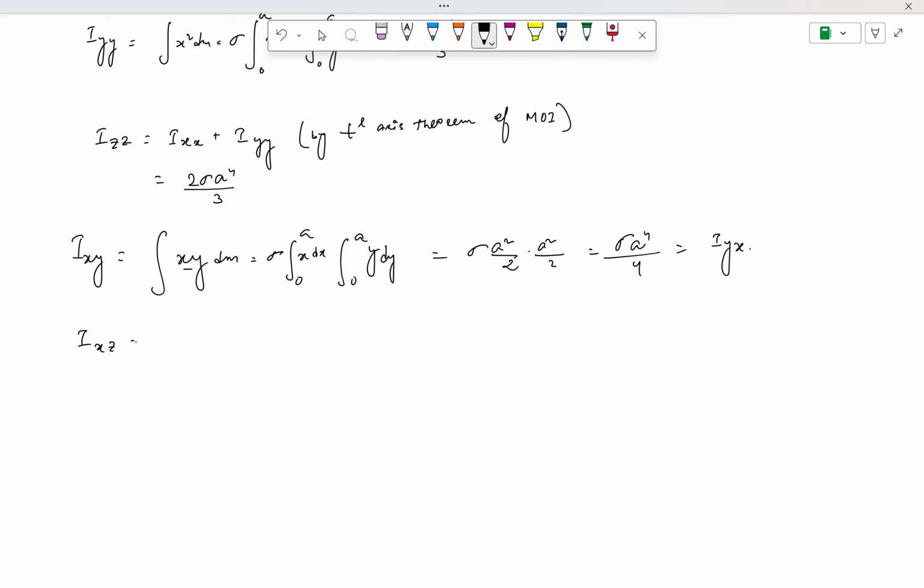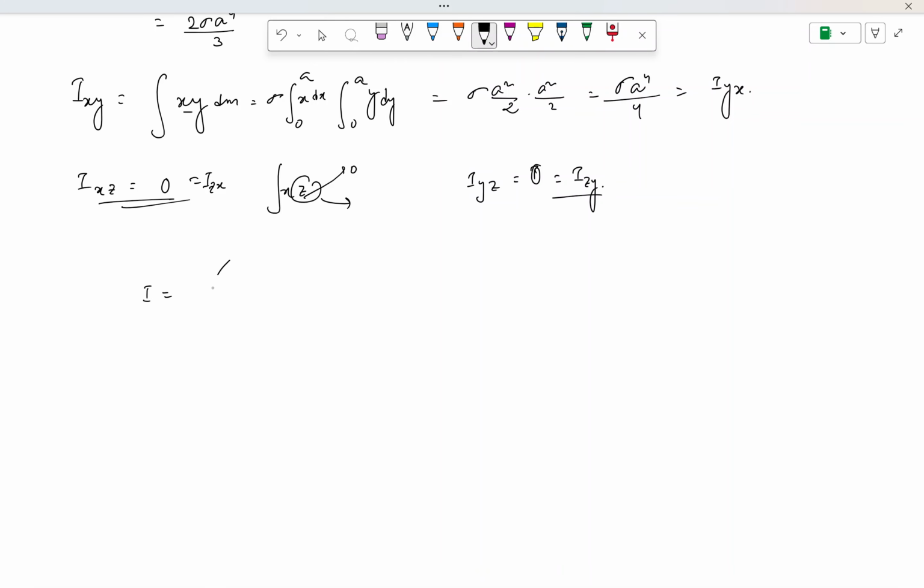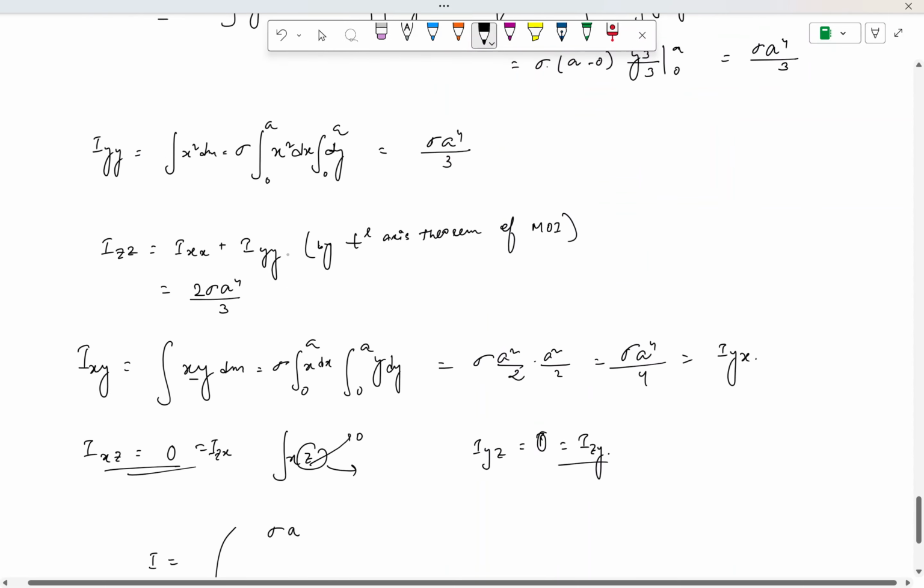Now, Ixz will be 0, because that involves a product of x and z, but in this case the square does not have any z component, so z is already 0. Anything involving the term z will give you the product as 0. This will be the same as Izx. And similarly, Iyz also has a z term, but z is 0 for this plane of the square. So this is also 0, and this is the same as Izy. Now you just have to put all these separate values together and construct the total moment of inertia tensor. First of all, Ixx we got as sigma a to the power 4 by 3.